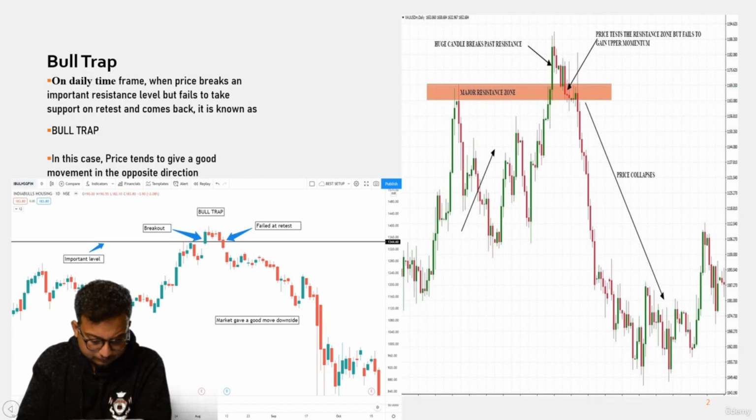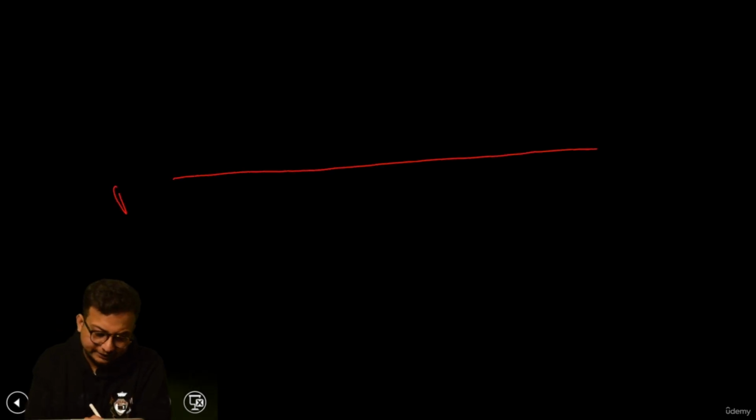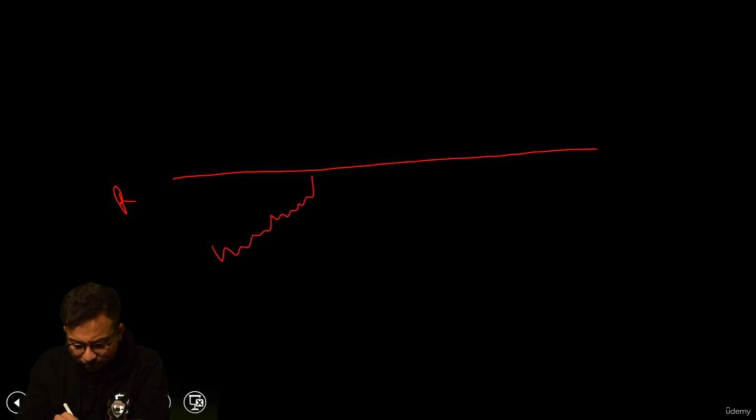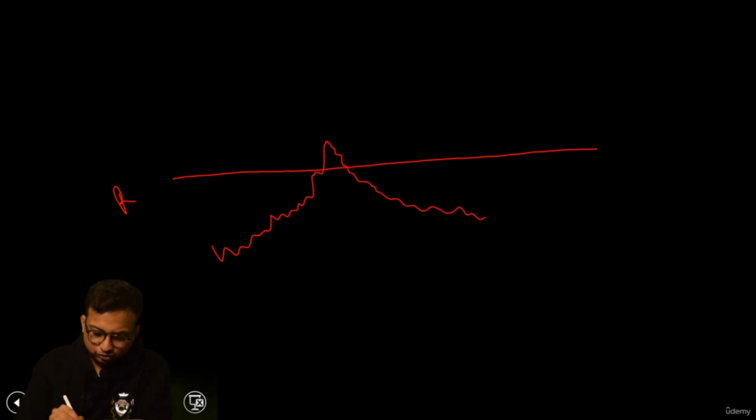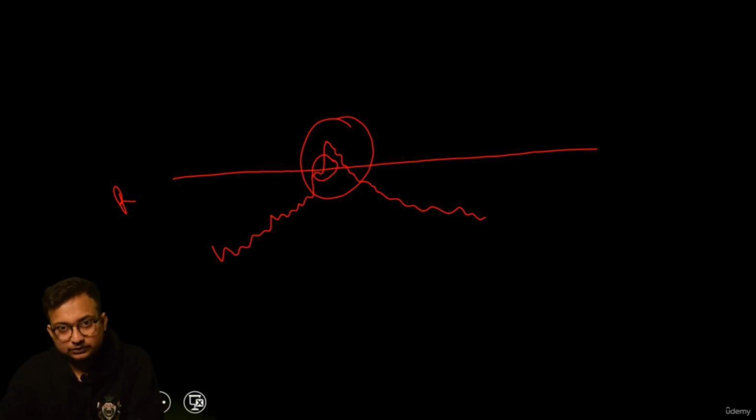For example, let's say this was a resistance level, right? This was a resistance level, and the market was going like this, going like this, and the market went up and again it came back, right? So what it means, this was a breakout, no doubt this was a breakout, but this is a false breakout, right?